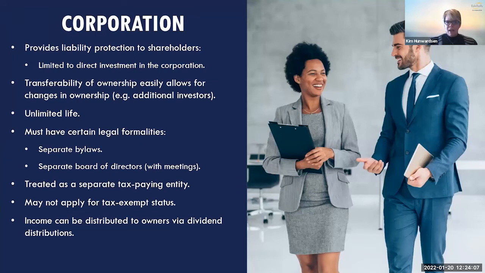A corporation does provide for liability protection to its shareholders. The good thing about a corporation is you can transfer ownership fairly easily. Just like we can buy and sell shares of stock in corporations, that's a very easy transaction. Corporations have unlimited life. They are subject to more formal legalities with respect to how they're structured and how they have to operate. A normal corporation can't apply for tax exempt status. So a normal corporation is going to be subject to that corporate tax at 21%. And then, like we mentioned already, the income gets distributed up via dividend distributions.